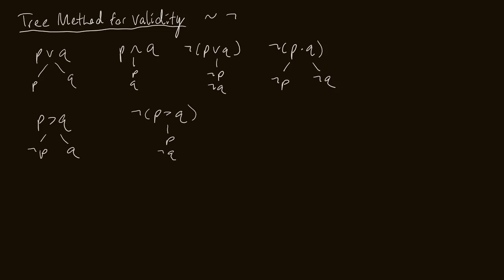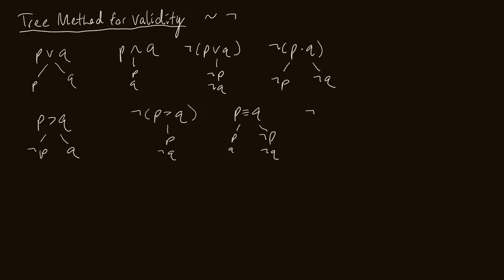What if we have P if and only if Q? Now remember, P if and only if Q can be interpreted as P and Q, or not P and not Q. So we have P and Q, or not P and not Q.